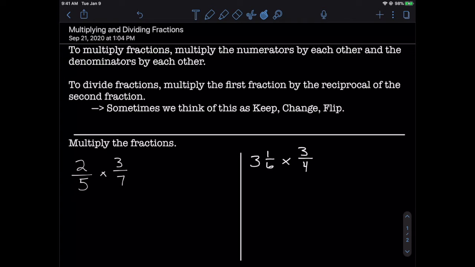You want to multiply two fractions together? Just times the tops by the tops and the bottoms by the bottoms. Numerator times numerator, denominator times denominator.